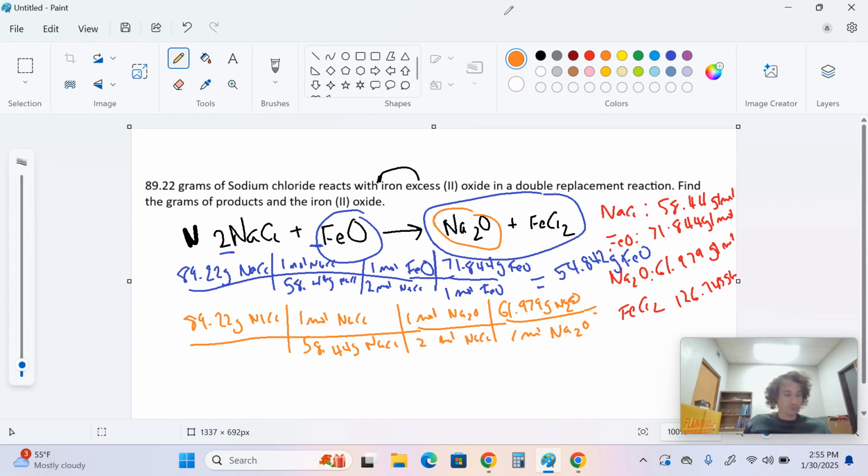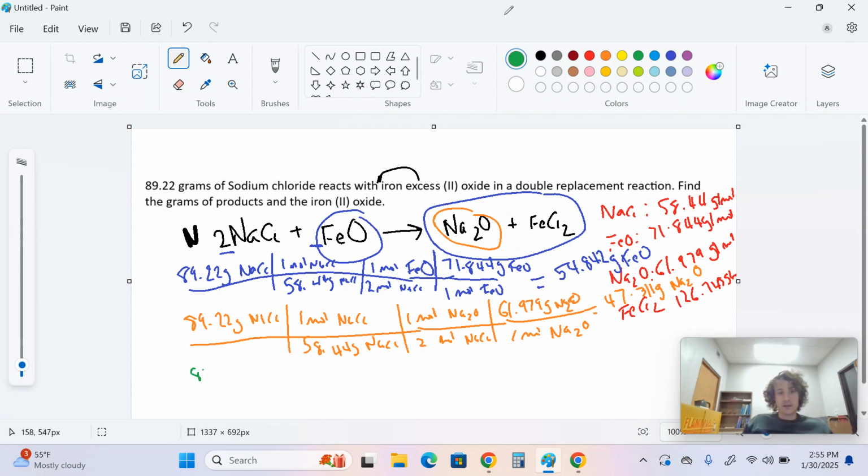Okay, what do we get? Let's find out. 89.22 times 61.979, we get 47.311. Again, I'm rounding to the thousandth place, grams of the sodium oxide, Na2O. Okay, and we got the last one, I guess green, because why not?